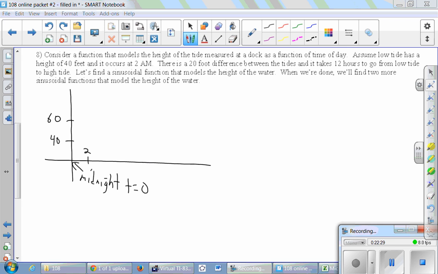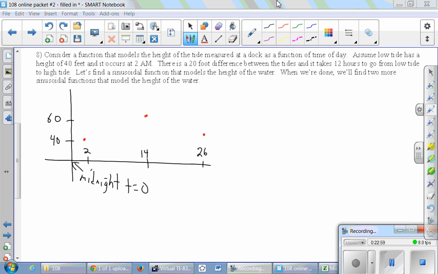And then it says it takes 12 hours to go from low tide to high tide. So I guess that means that at 2 p.m. we're 14 hours in, and at that moment we're at high tide. So we start at low tide at 2 a.m. We go to high tide at 2 p.m., which is 14 hours from midnight. And then I think that means we need to keep going until we get to the next low tide. That kind of makes sense, right? Very next day, next low tide would happen at 2 a.m. the next day. So what is that, 26 hours in?